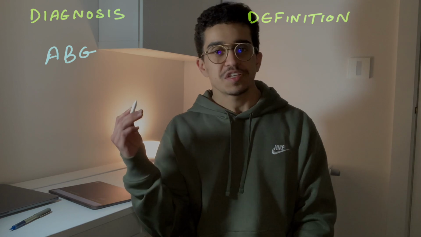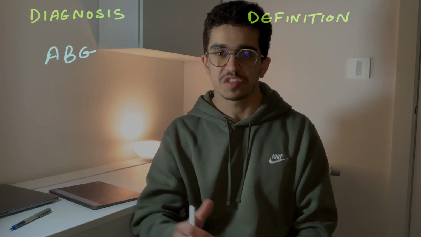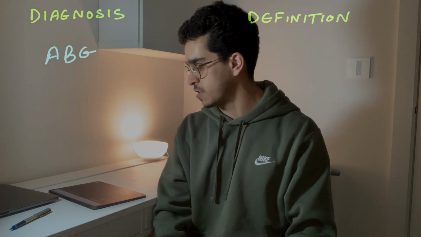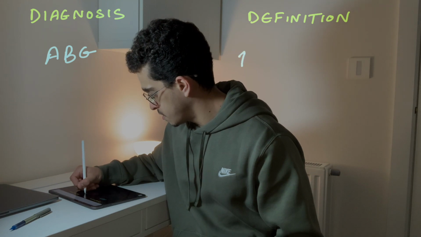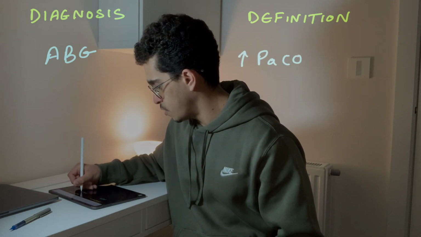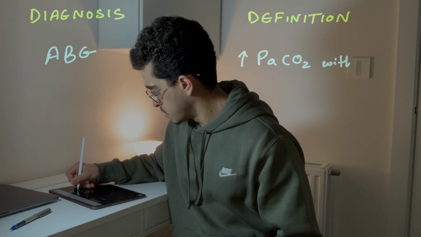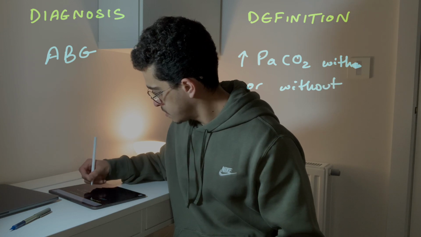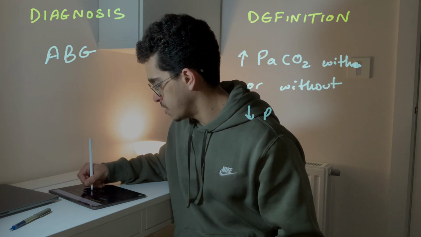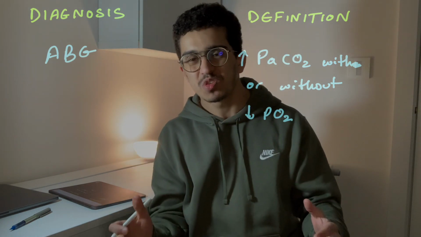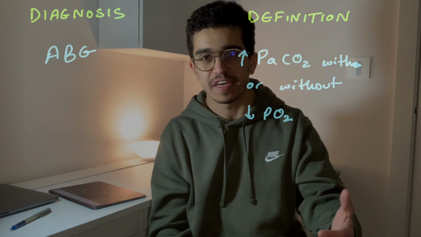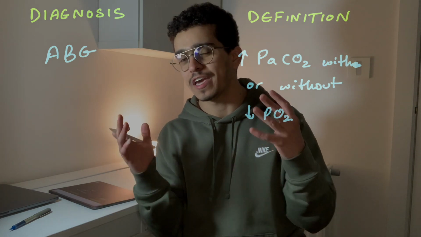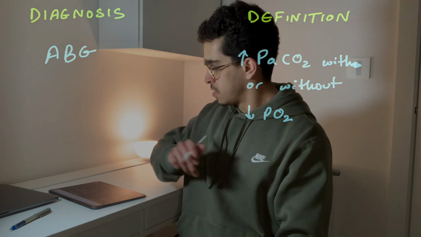Okay, so say someone with type 2 respiratory failure has presented to A&E and we did an ABG on him. What will the ABG show? The ABG is going to show a high PaCO2 with or without a low PO2. So someone with type 2 respiratory failure is going to have hypercapnia, or a high partial pressure of CO2, with or without hypoxia, or a low oxygen. Okay?